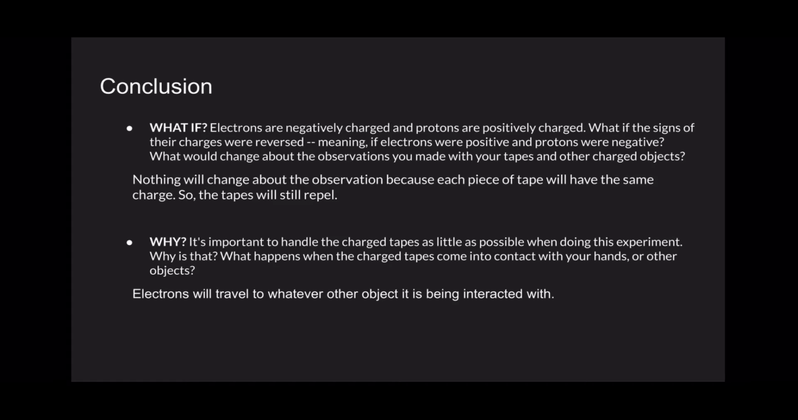Why is it important to handle the charged tapes as little as possible when doing this experiment? What happens when the charged tapes come into contact with your hands or other objects? In this case, the electrons will travel to whichever object it is being interacted with. They move towards the more neutral objects, to be specific.